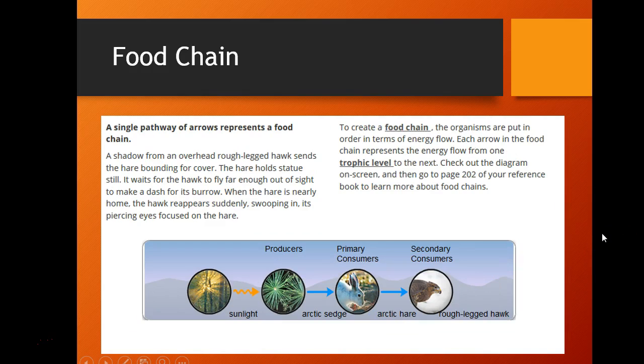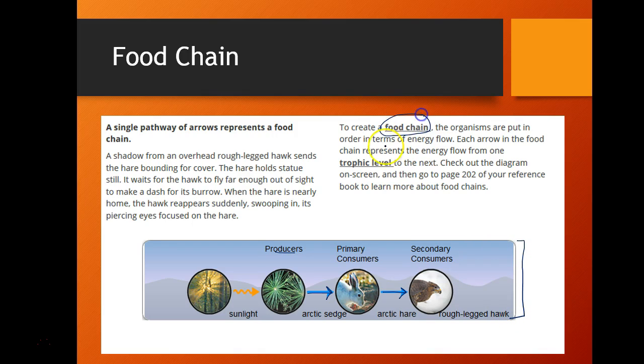So when we look at a food chain that includes this hare, we see that it first starts with sunlight, right? The sunlight fuels photosynthesis within the Arctic sedge, which is the producer. Then the hare will eat the Arctic sedge, so then we have an energy transfer towards the hare. Then we have a hawk that will eat the hare, so we have an energy transfer from the hare to the hawk. So what you see right here is actually a food chain.